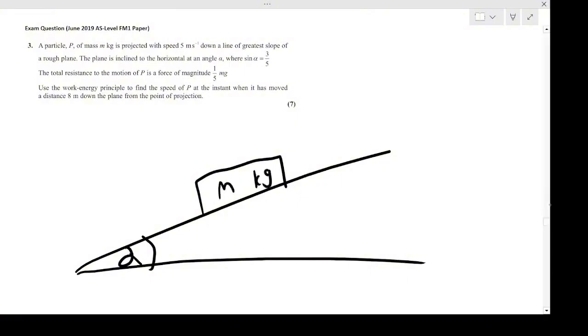Kilograms, and it's projected down. So that means it starts with speed 5, and it's going to go down like this. And what we're asked for is the speed when it moves 8 meters down.